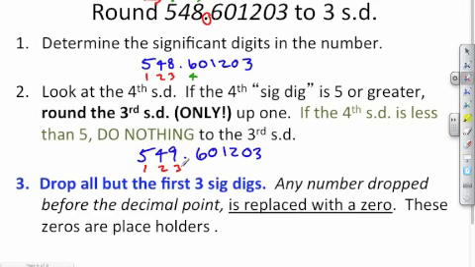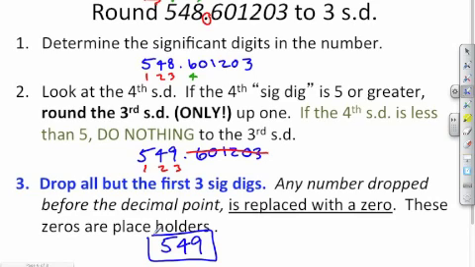All right, lastly, to finish up, I want to drop all but the number of significant digits that I want to keep. Since I'm rounding to 3, I'm going to drop all but the first 3 significant digits. So that's going to be all of these after the decimal point. So my number, rounded to 3 significant digits, becomes 549. If you use the Atlantic rules on that number, you'll see that there's only 3 significant digits.